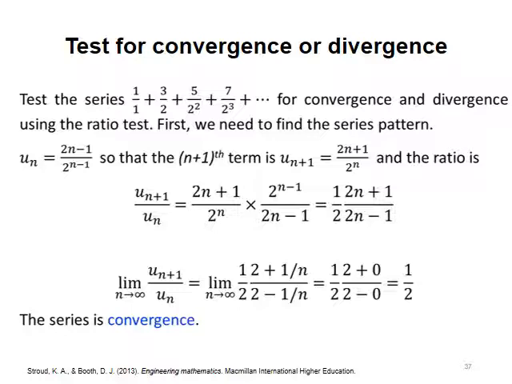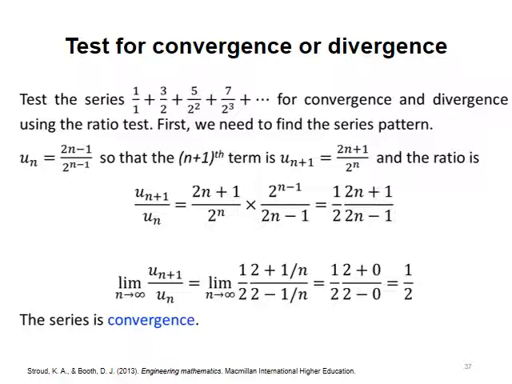Now the test ratio, which is used for convergence and divergence. As I mentioned, we are going to find a of n plus 1 and then divide, and simplify the ratio until you get the output: either 1, greater than 1, or lower than 1. Each one of these outputs gives a meaning.